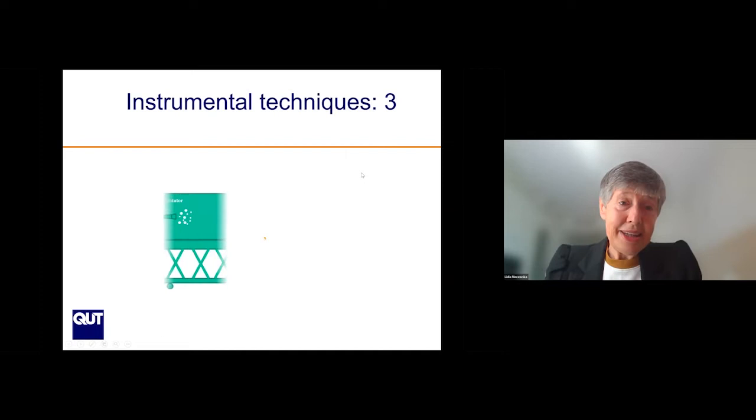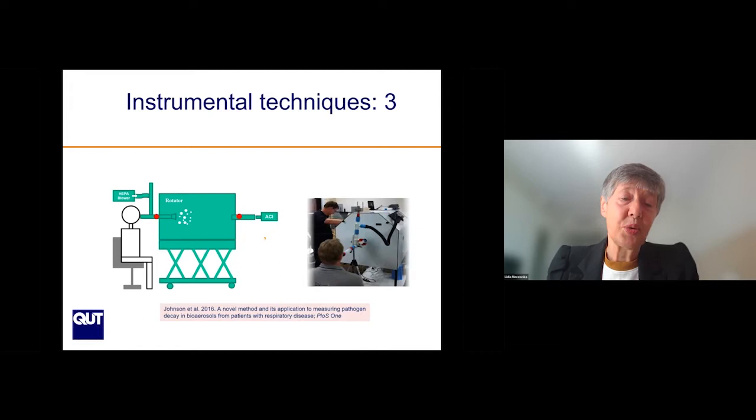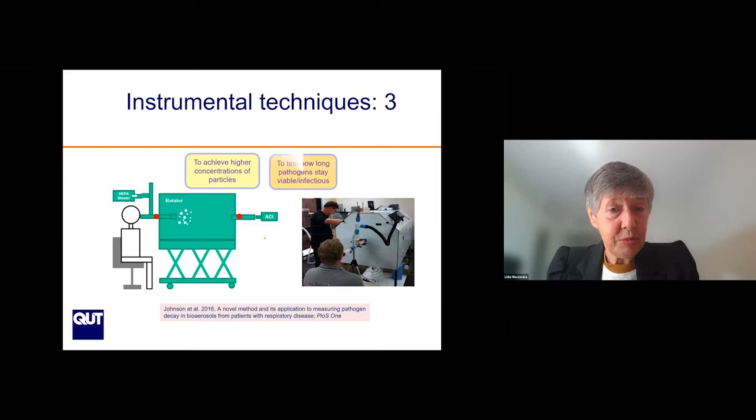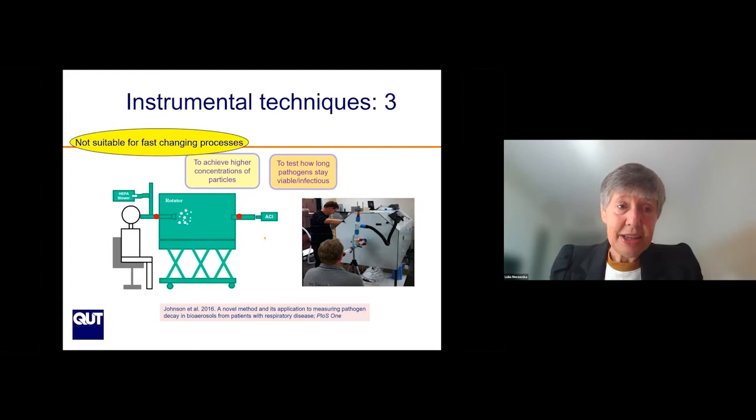None of this, whether the first set which I showed or the Zayas set, would allow us to deal with the issues of low concentrations or if we want to keep the particles for any kind of analysis. So in our later study, we designed this rotating drum, and here the particles accumulated. And this was very useful because, first of all, we could achieve higher concentrations, which we couldn't in a flow tunnel. Flow tunnel gave us exact age of the particles, but concentrations were low. Or we could test how long pathogens stay viable and infectious in a system like this. But it's not suitable for fast changing processes. So there are many, many different experimental approaches, and it all depends what the aim of our study is.